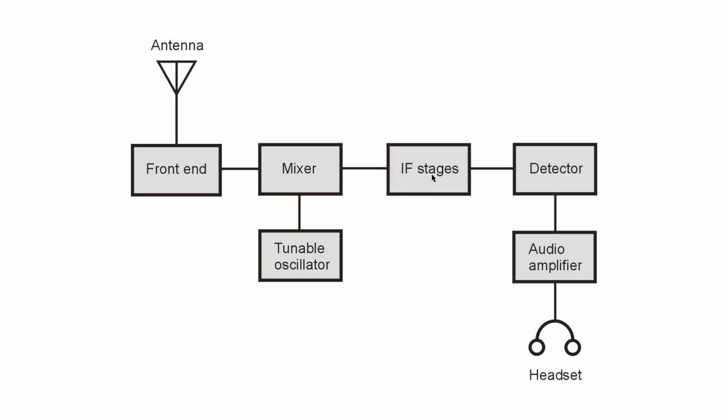The IF stages are the amplifiers and filters and other devices that process the signal at a constant frequency so that it can be demodulated or detected, and finally the resulting audio is amplified and you hear it in your headset as the booming voice of that big radio in Texas or whatever it is, the Russian woodpecker.